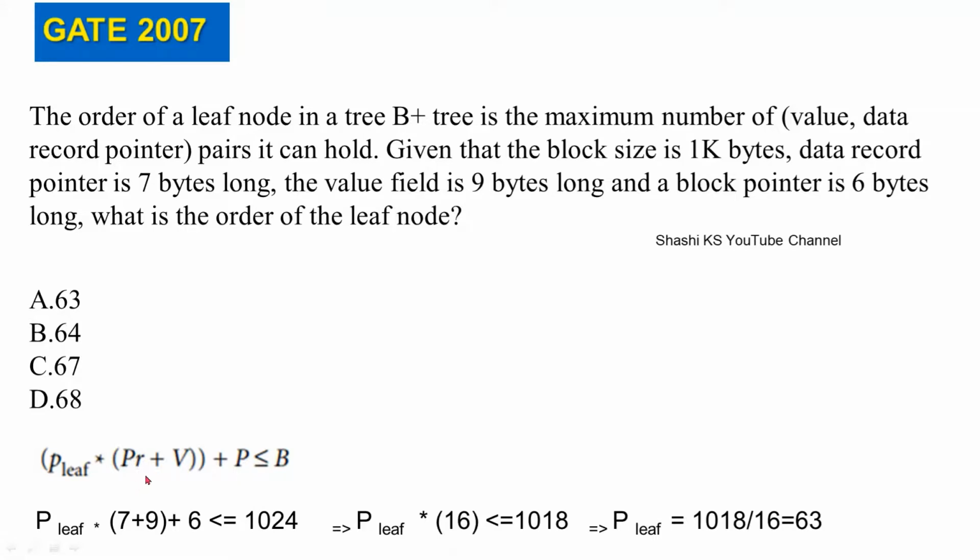The value of the data record pointer is 7 bytes long, so I substitute 7. The value of the search key field size is given as 9. Okay, the value field is 9 bytes long. And then P, the value of block pointer is 6 bytes long, is given in the question. So I substitute. The value of the block size is 1K bytes. 1K is equal to 1024. So I've substituted in the question. So accordingly, I'd be getting the value of order of the leaf node as 1018 divided by 16, which is equal to 63. So the answer for this question is option A, which is 63.